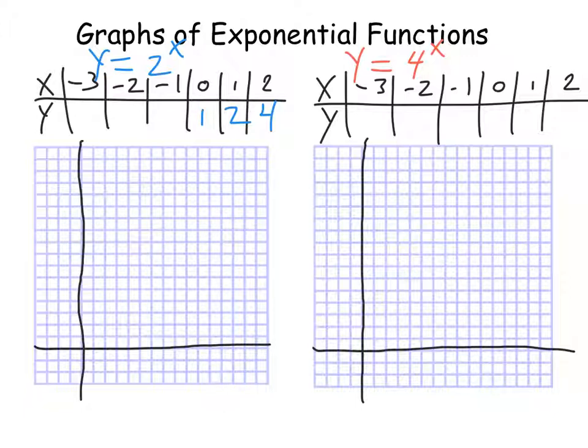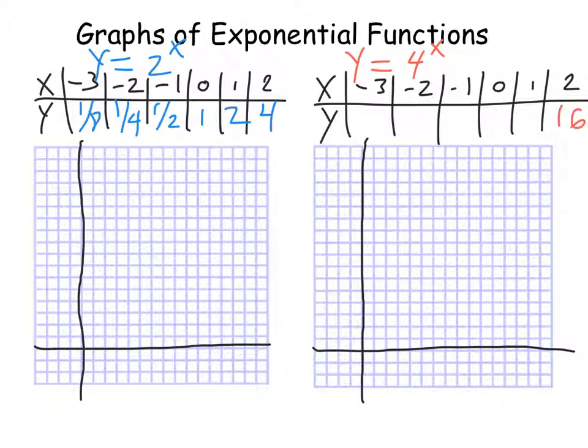Okay? So 1 divided by 2 would be a half. Divided by 2 again, it would be a fourth, an eighth. As I go negative, those values get really, really small. Okay? Now before I plot them, let's go over here.